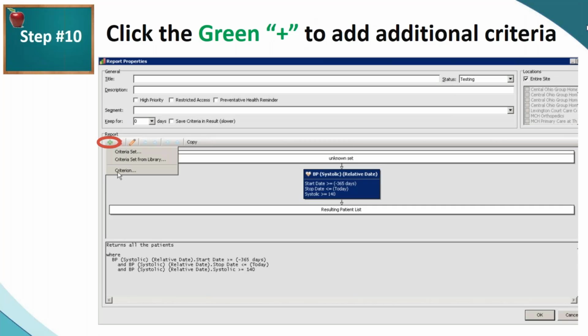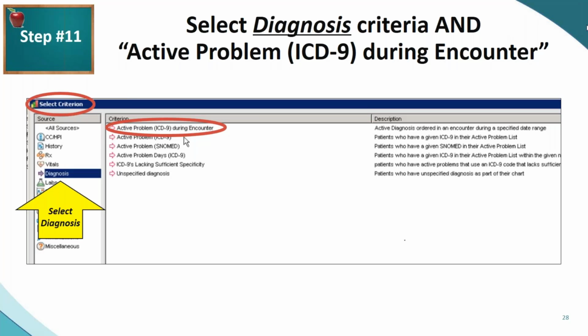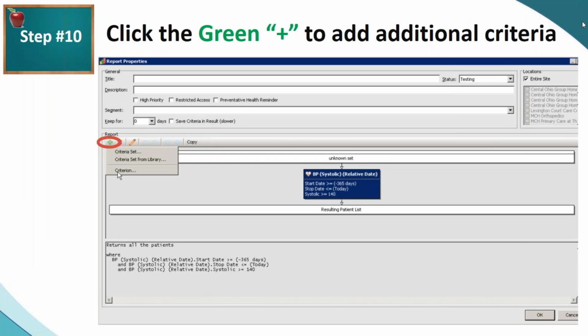Now, it's going to show us these criterion within our reports property window every time. Now, we're going to add yet another criterion, because if we ran this right now, it's going to show us every patient with a 140/90 without respect to if they do or do not have hypertension on their problem list. So we're going to select that. We're going to click that green arrow one more time.